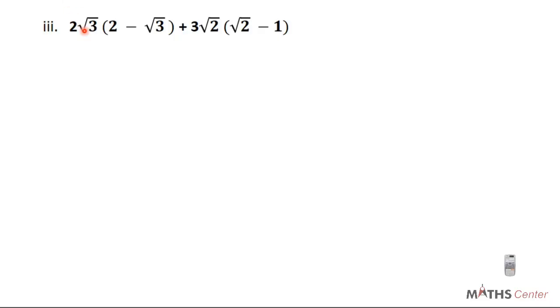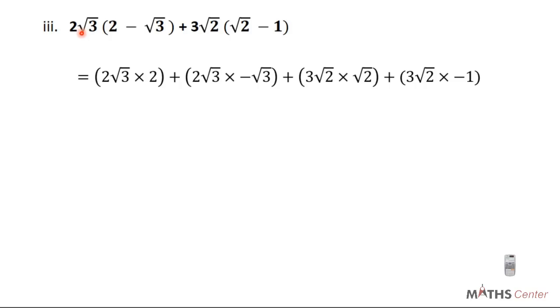We have 2 root 3 into brackets 2 minus square root of 3, plus 3 root 2 into brackets square root of 2 minus 1. So what you do here is that you use the distributive property and you distribute what is outside the bracket over what is inside the bracket, as we did in algebra. So we are distributing what is outside the bracket over what is inside the bracket.